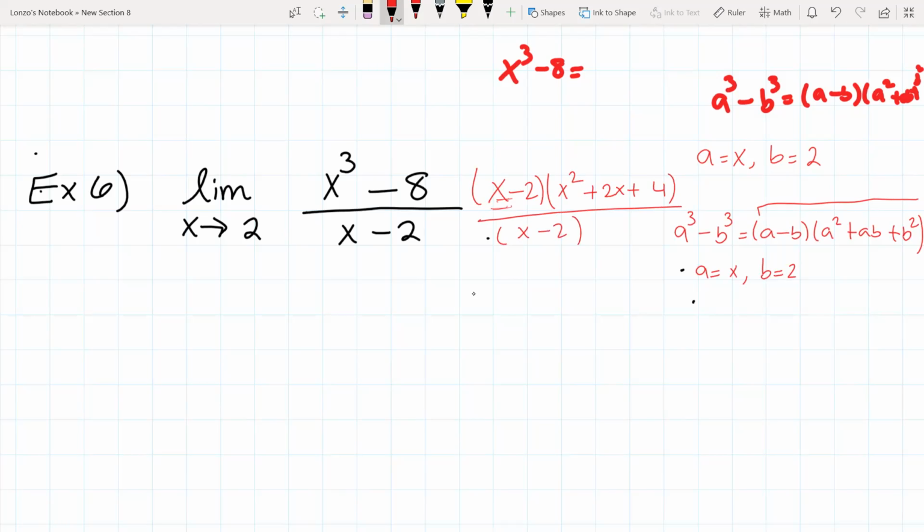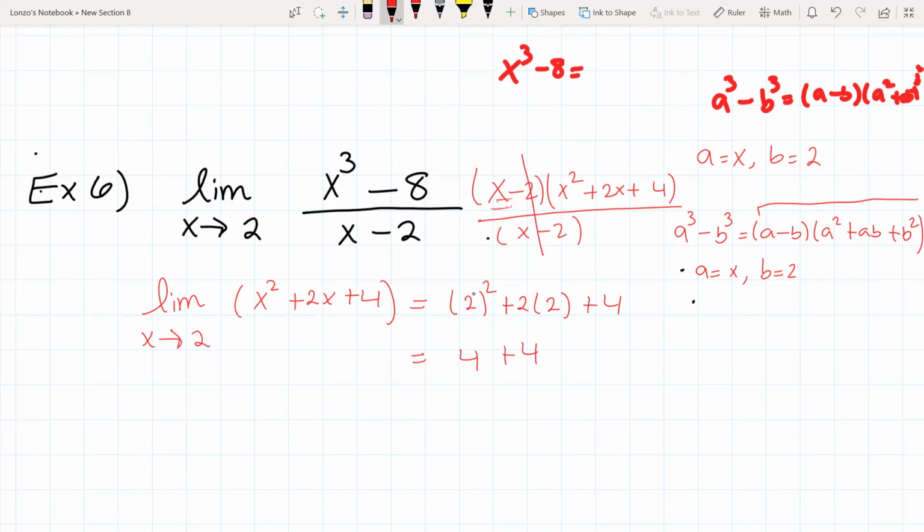So what cancels? I see the X minus 2. That's good. You want to cancel as much as you can. So you can rewrite this problem as the limit as X approaches 2, and you're just left with X squared plus 2X plus 4. Then I'm just going to substitute my X value with 2. So 2 squared is 4, plus 4, plus 4. So that's 8 plus 4, that's 12. So your final answer will be 12.